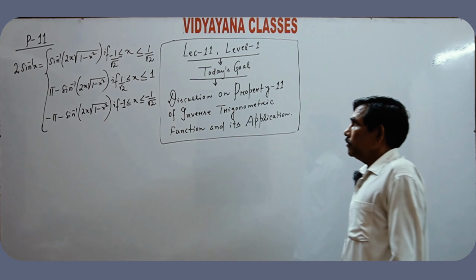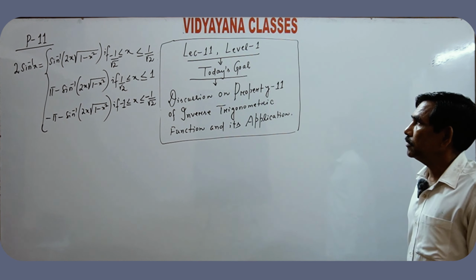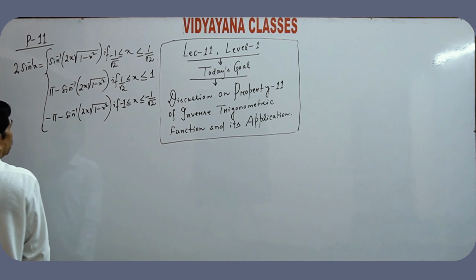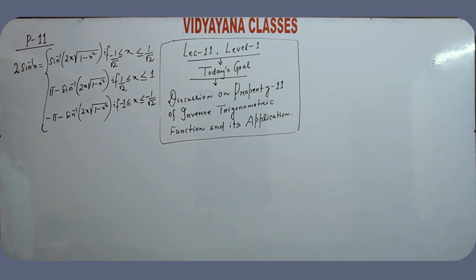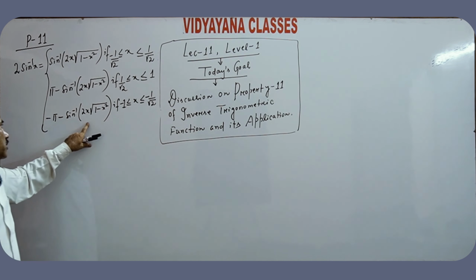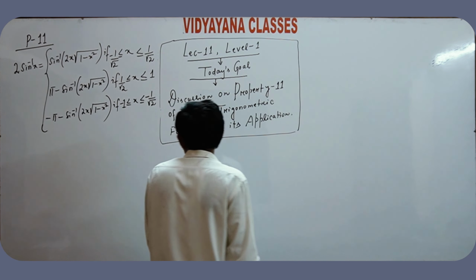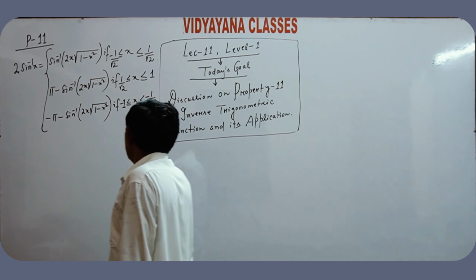Property number 11. 2 sin inverse x is equal to sin inverse 2x into root of 1 minus x square if x is greater than or equal to minus 1 by root 2 and less than or equal to 1 by root 2. Pi minus sin inverse 2x into root of 1 minus x square if x is greater than or equal to 1 by root 2 and less than or equal to 1. And minus pi minus sin inverse 2x into root of 1 minus x square if x is greater than or equal to minus 1 and less than or equal to minus 1 by root 2.